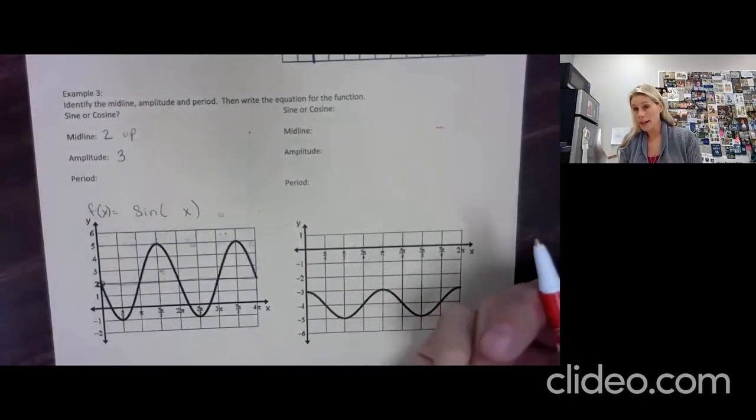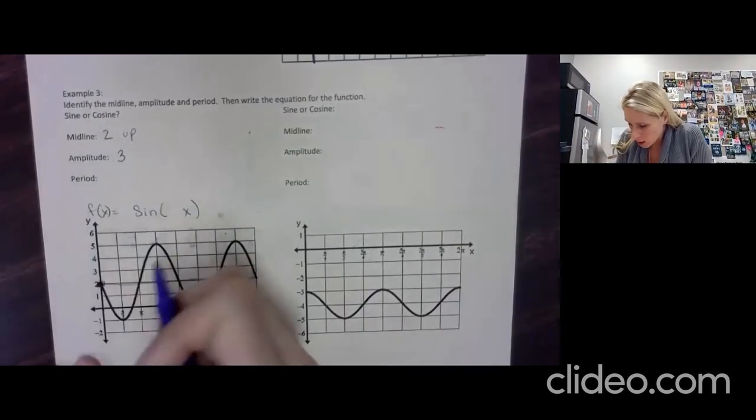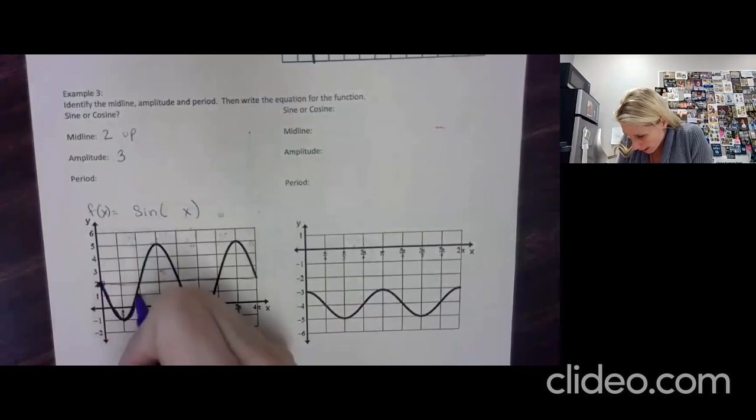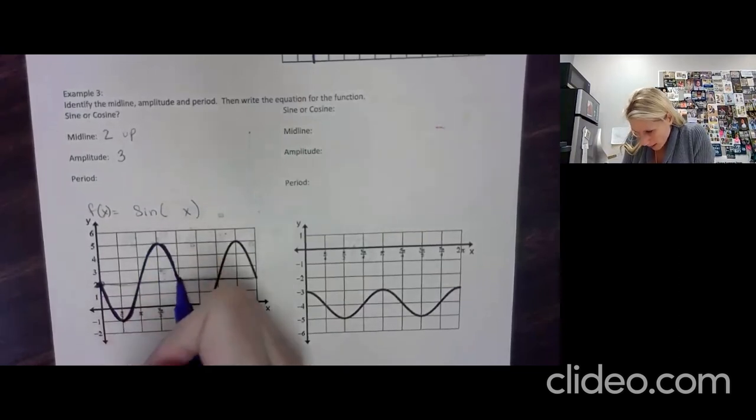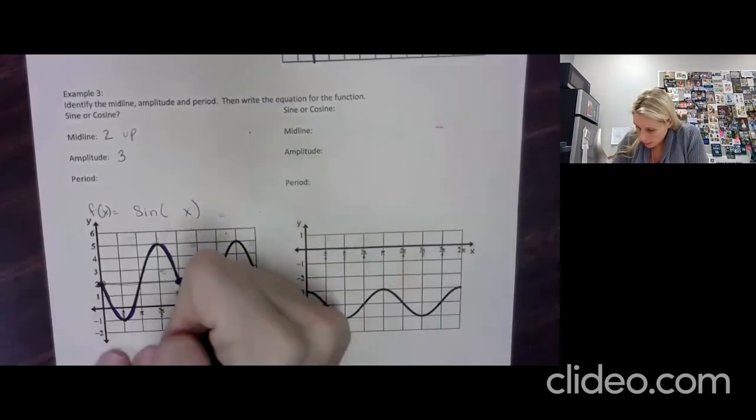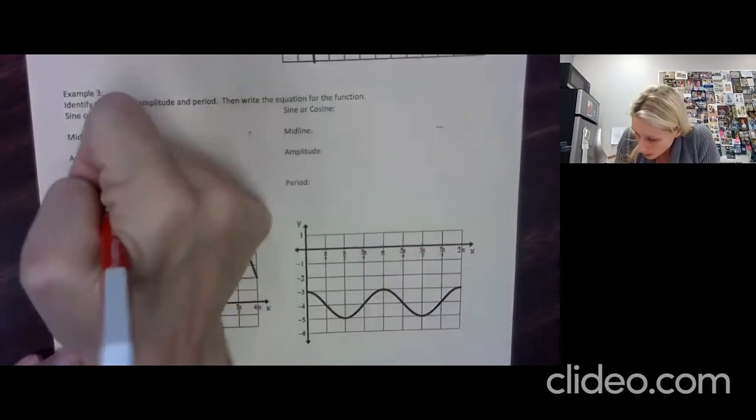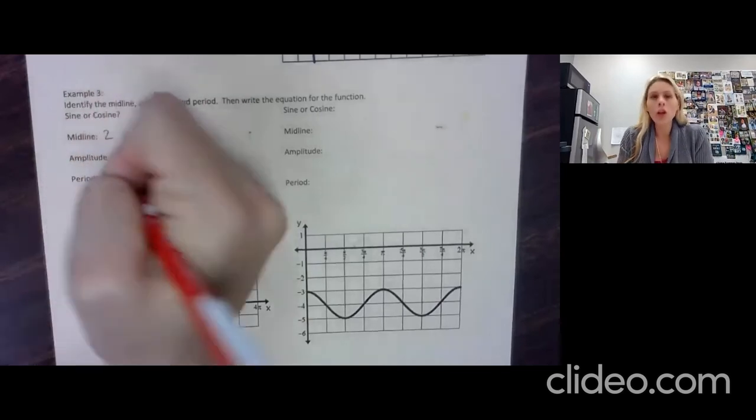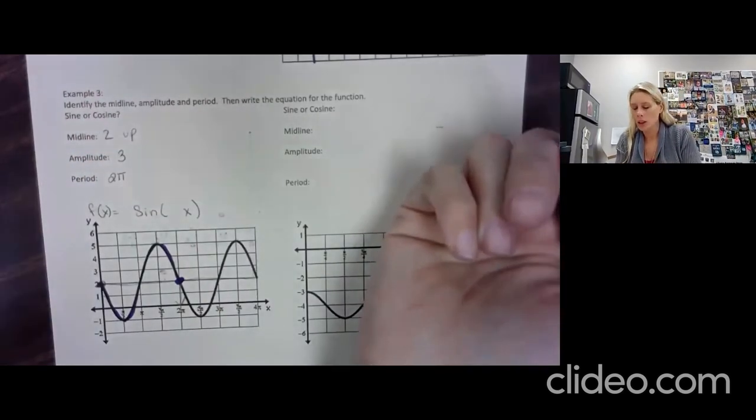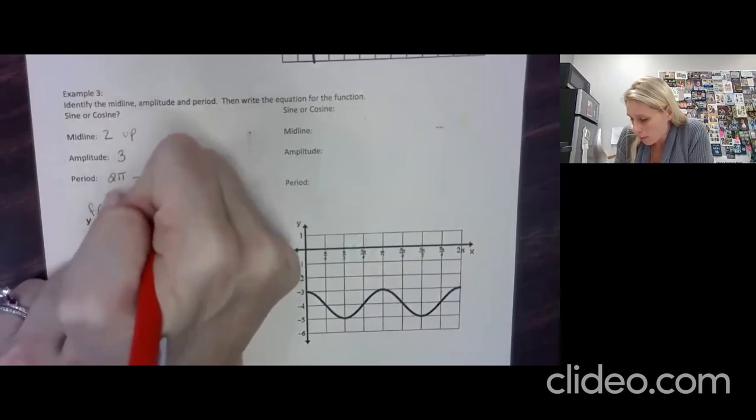Now, the period, here's where it gets tricky. First thing we're going to do is count where that full cycle is. So if we start in the middle, we've got to have a full-on wave till we hit the middle. So we hit the middle right there. If you look straight down, that means our period is 2 pi. Okay. Now we're looking for the b in our function. So what we do is we set this equal to 2 pi over b.